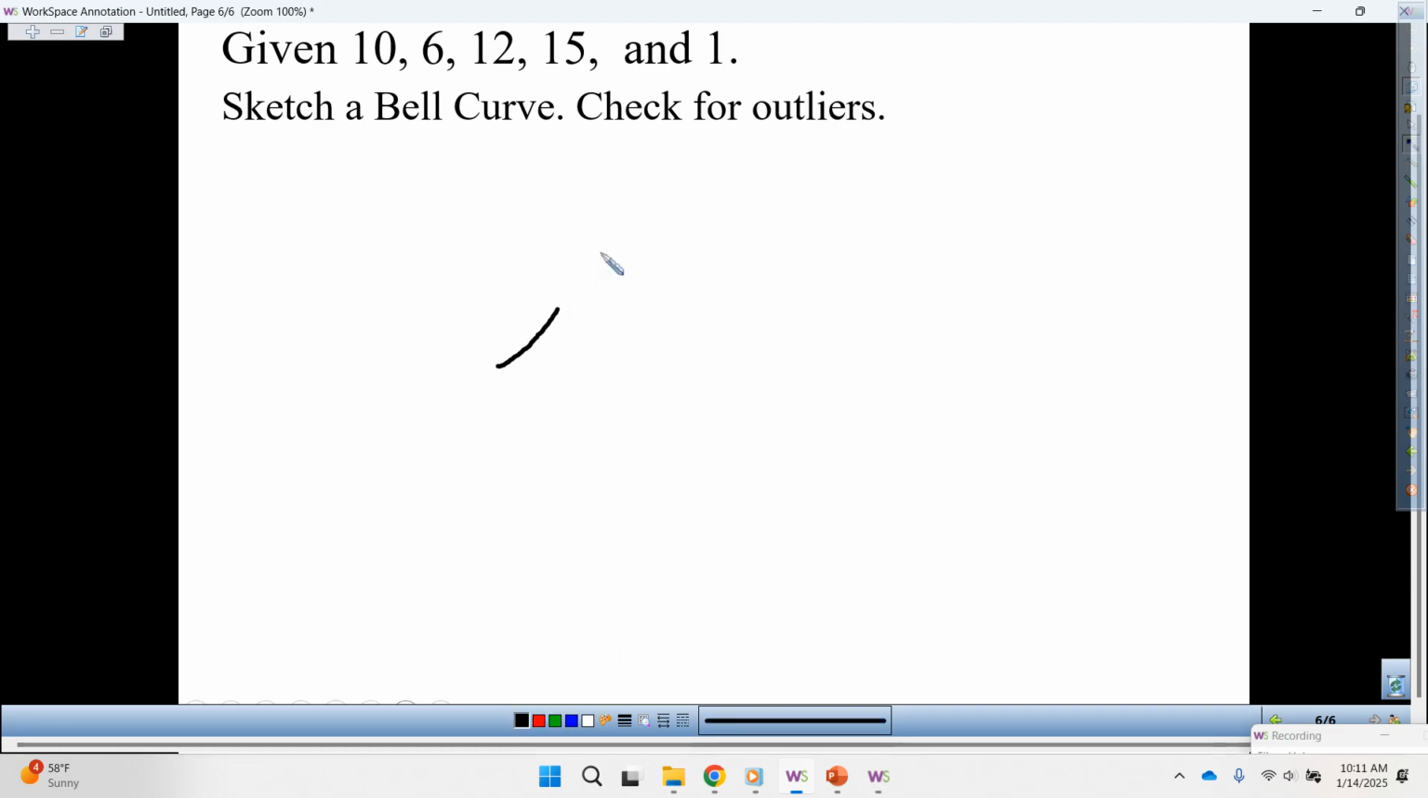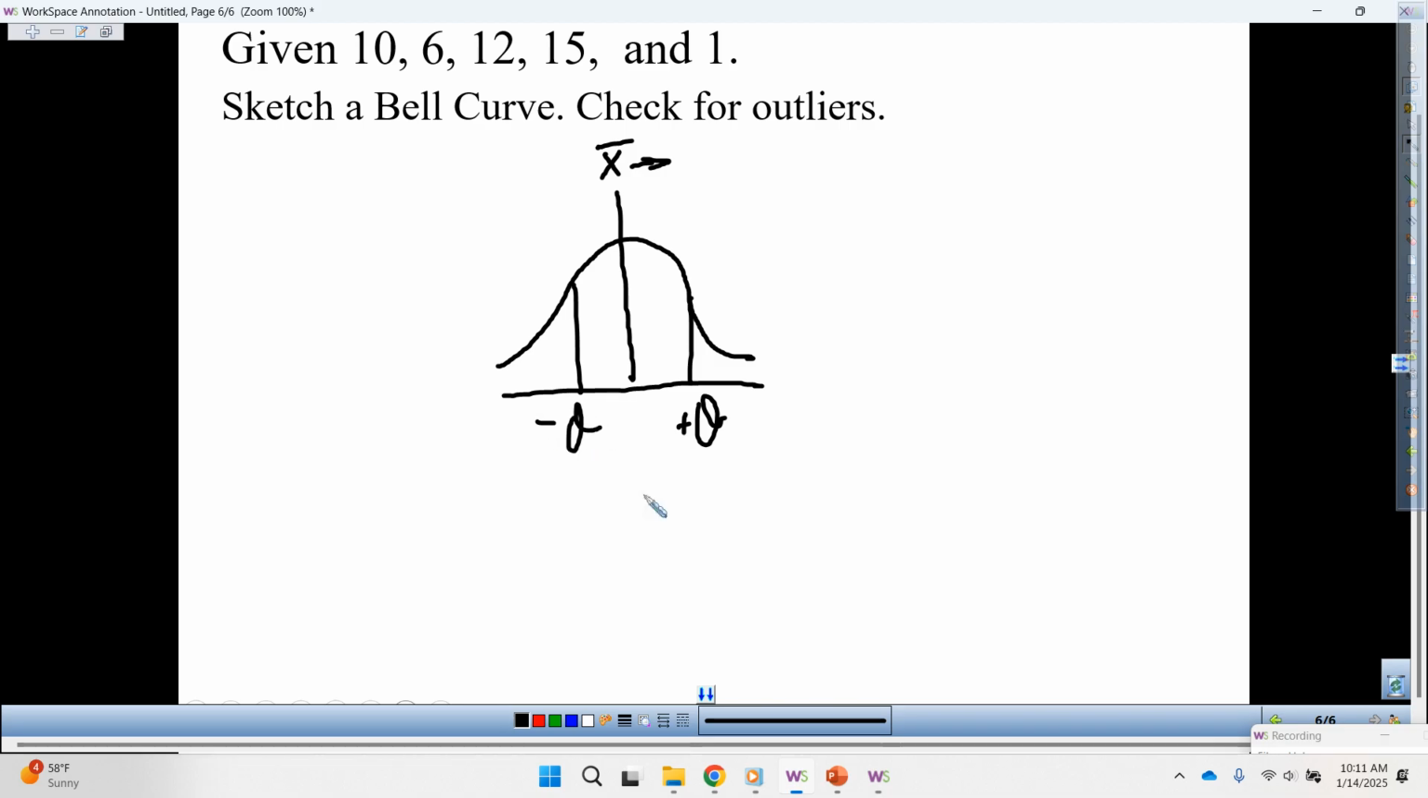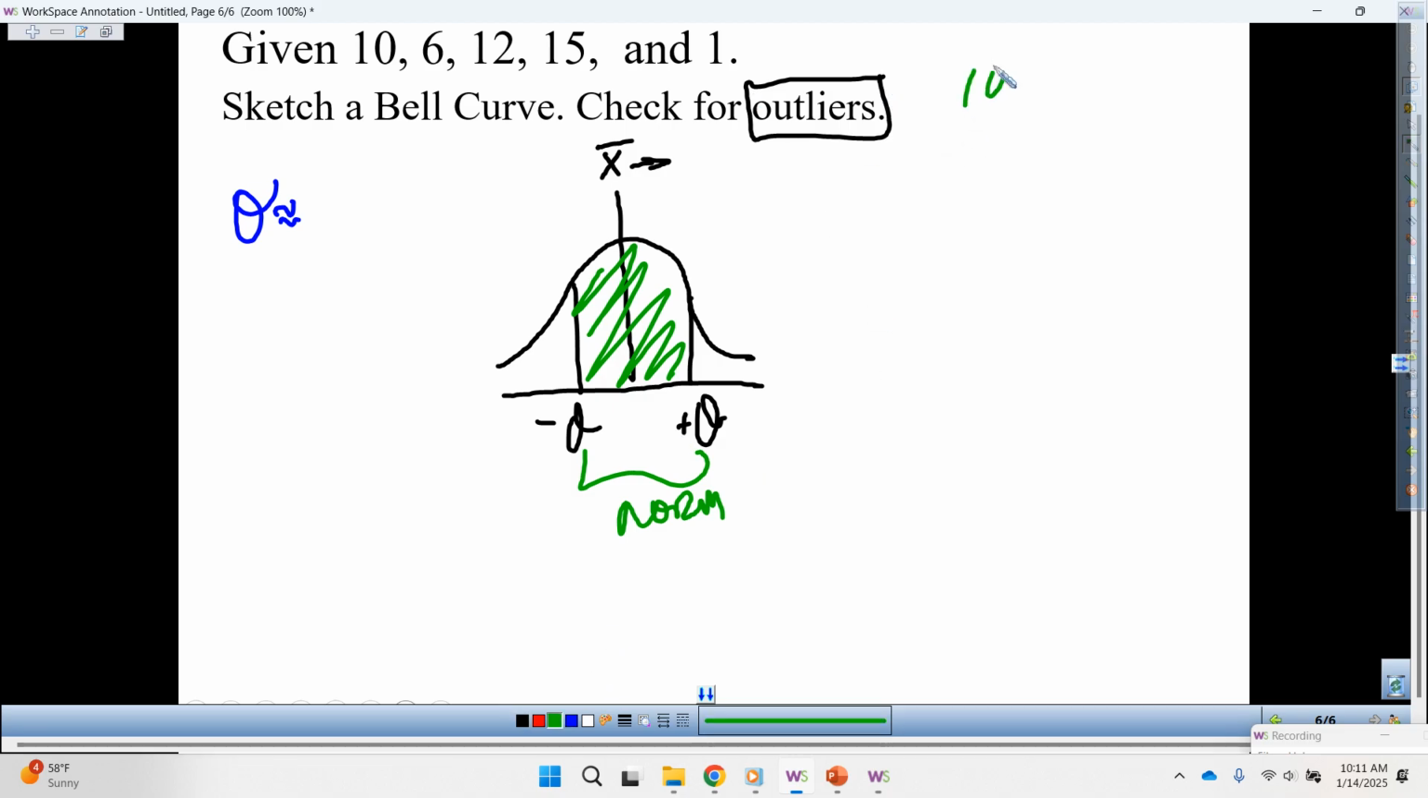So, bell curve, which means we need a mean. We need a standard deviation. And to keep us in the norm, and then to check for outliers, we need the IQR. Is that correct? All right. So, Austin T, go. Mean.